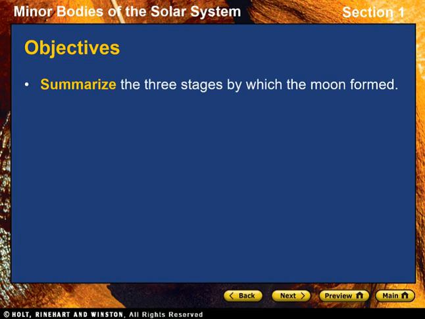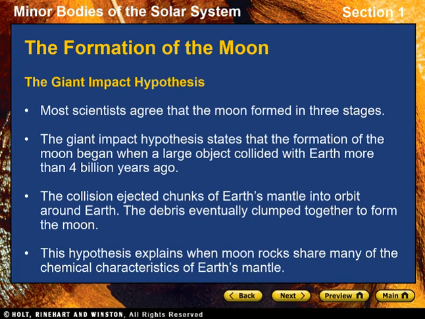At the end of this video, you should be able to summarize the 3 stages by which the moon formed. The formation of the moon. Rocks taken from the moon by Apollo astronauts provide evidence to help astronomers understand the moon's history. Most scientists generally agree that the moon formed in 3 stages.